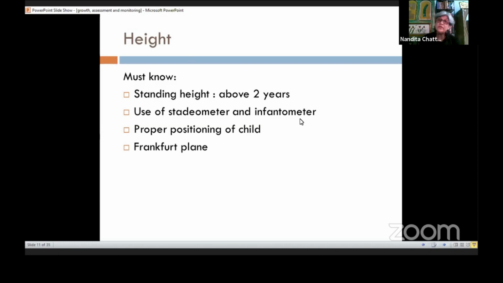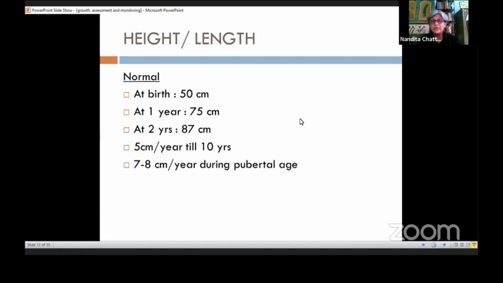What are the normal values for length? Newborn baby length is 50 centimeter. At 1 year, it becomes 75. That is an increase of 25 centimeters. At 2 years, it becomes 87, an increase of 12. So you see the increase is half in the second year as in the first year. Then from then on, it is about 5 to 6 centimeter per year till the child is 10 years of age. After that, in the pubertal growth spurt period, it increases to 7 to 8 centimeter per year.